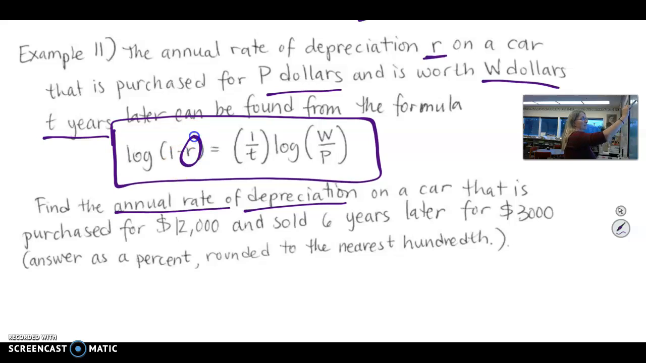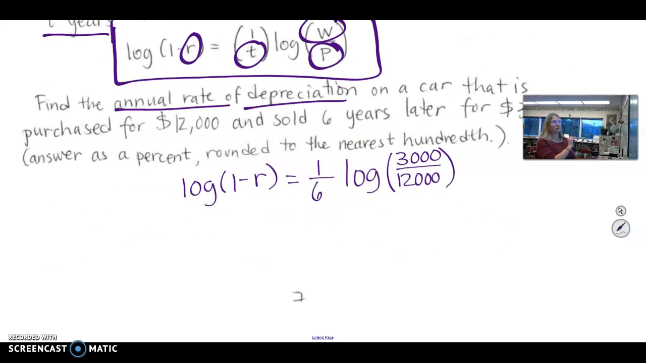So we're going to be finding this R value on a car that is purchased for $1,200. That's going to go in for P. And sold 6 years later, that's going in for T, for $3,000. So that's what the car is worth T years later. We need to solve for R. So go ahead and set up the equation. You should get log of 1 minus R equals 1/6 log of 3,000 over 12,000, and that becomes 1/4 over here.